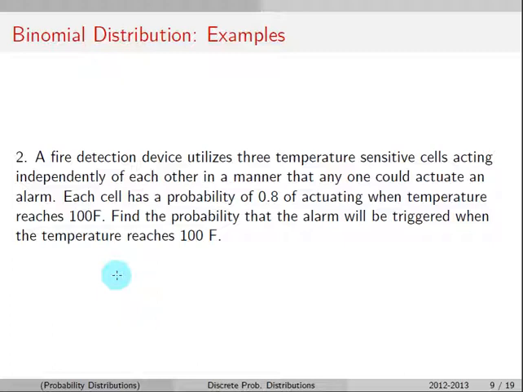So here we have once again an application of binomial distribution. We have 3 cells, and the alarm can be triggered by any one of these cells actuating. So the probability of actuating is 0.8, and when the temperature reaches 100, one of these cells can actuate. They want you to find the probability that the alarm is triggered or actuated.